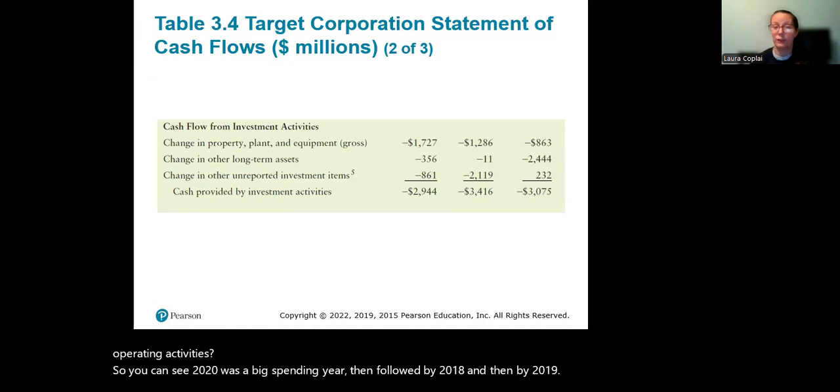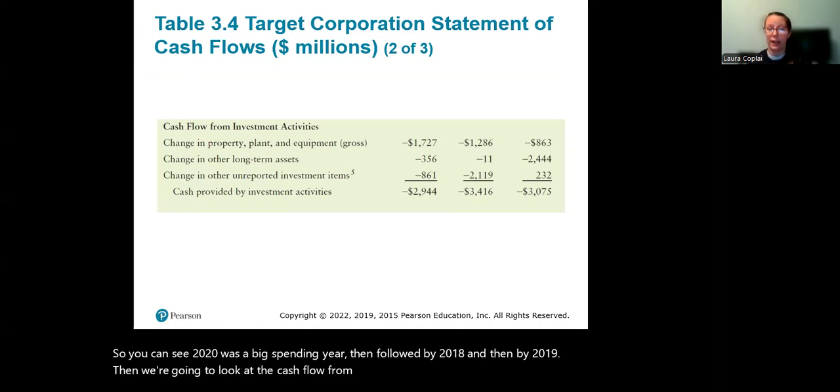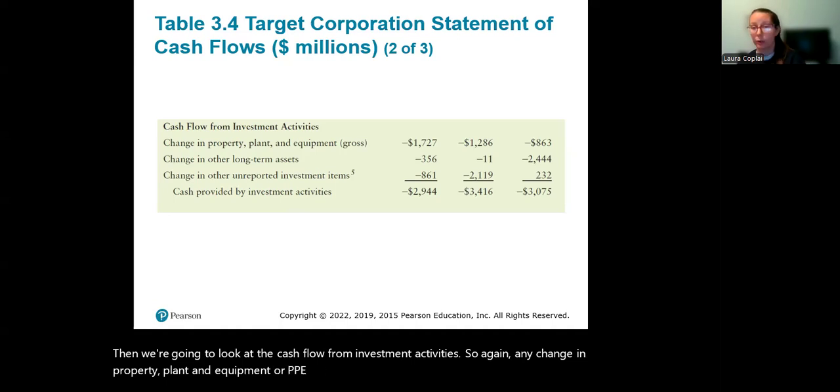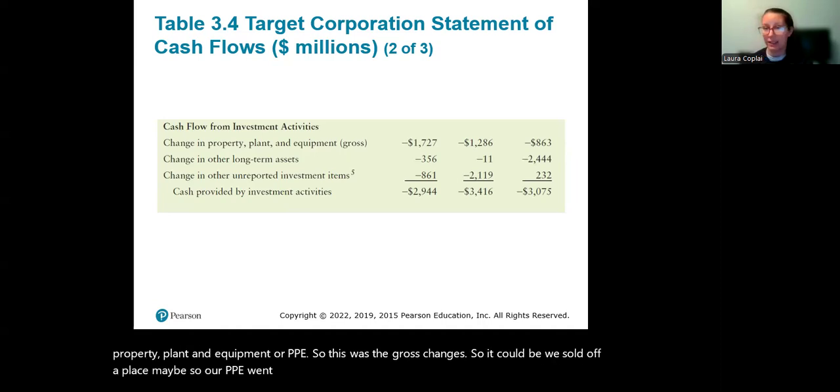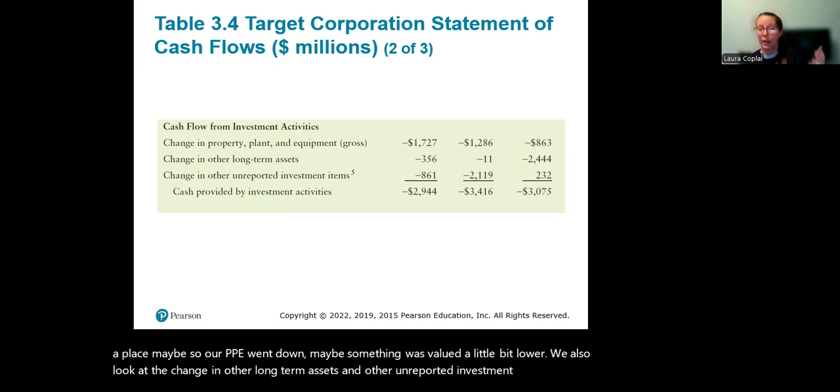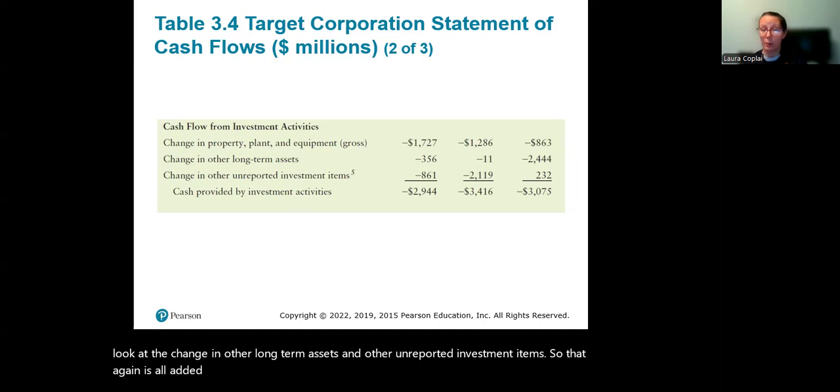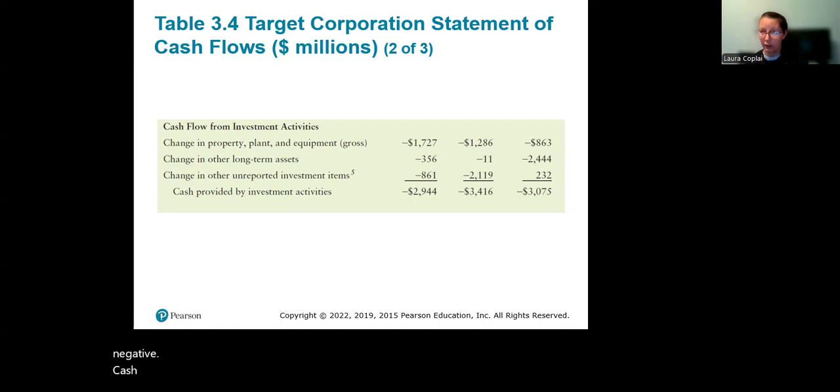Then we're going to look at the cash flow from investment activities. Again, any change in property, plant, and equipment, or PPE. This was the gross changes. It could be we sold off a place maybe, so our PPE went down. Maybe something was valued a little bit lower. We also look at the change in other long-term assets and other unreported investment items. That again is all added together, and you're going to come up with negatives because if there's negative cash flow, then it's going to be negatively added together, if that makes sense.